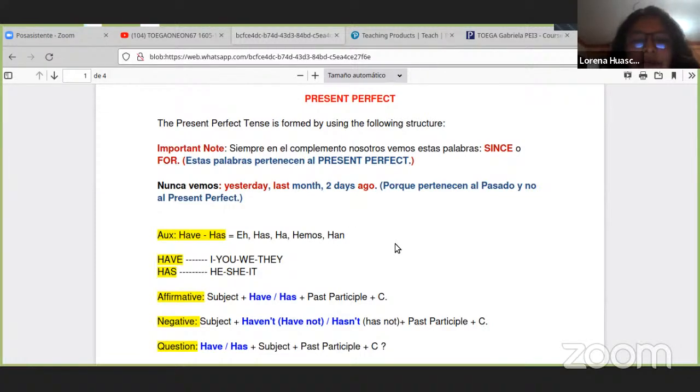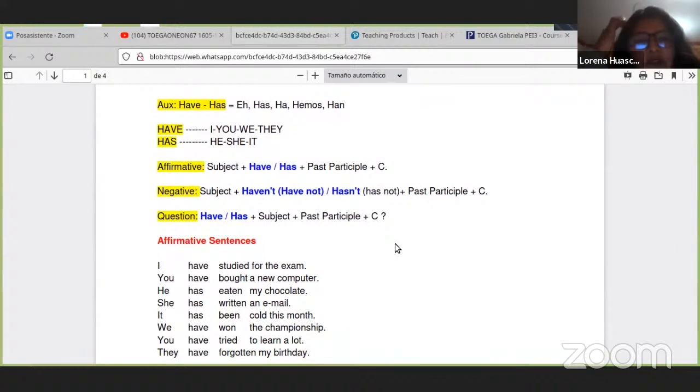Now, when we talk about the present perfect, we have two auxiliaries, have or has. If I use have, I always use it with these subjects: I, you, we, they. If I use the second auxiliary, has, I always work with he, she, it, the third singular person. I, you, we, they go with have. And we note that the meanings of the auxiliaries have and has are as, hemos, and.